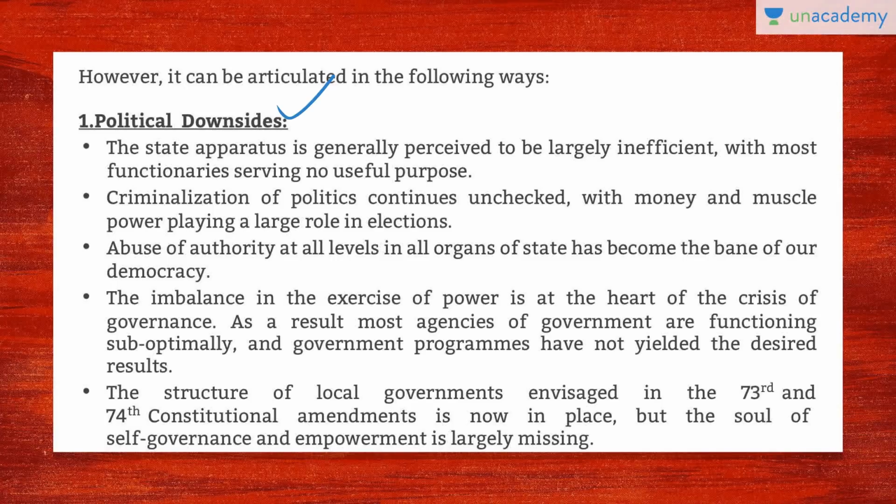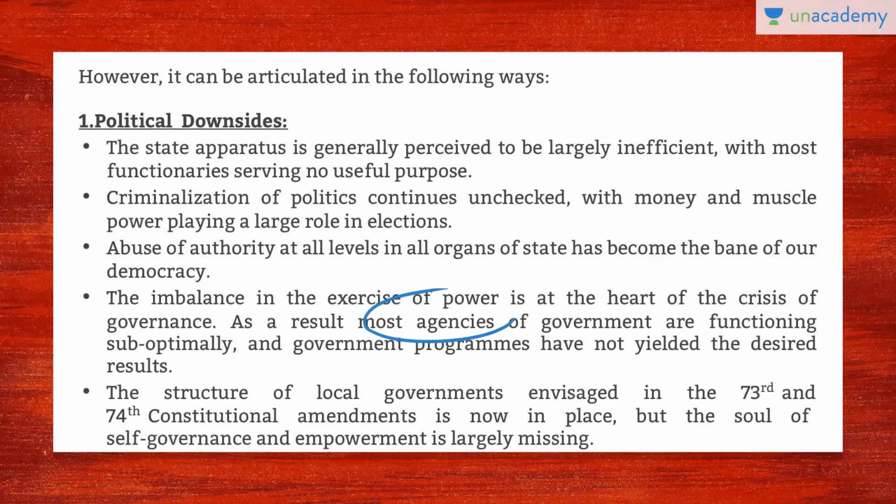The state apparatus, if you ask any citizen how India's government is, is basically perceived to be largely inefficient, with most of the functionaries serving no useful purpose at all, and the criminalization of politics is going on. Muscle and money are the two things you need to crack any election. They continue unchecked, with money and muscle power playing a large role in elections, as I have already covered. Then there is a huge abuse of authority. Those people who are in power abuse their authority to get re-elected at all levels, in all the organs of the state. It has become the bane, meaning the curse, of democracy. And the imbalance in the exercise of power is at the heart of the crisis of governance, because power is so imbalanced among the citizens and otherwise.